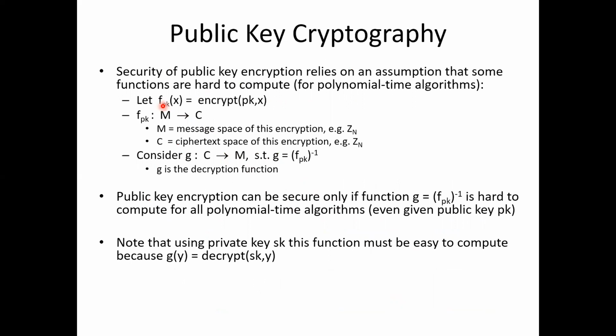So the RSA crypto system is an example of an encryption procedure that is an example of the following paradigm. The encryption function is some function keyed by a public key, and that function is a function from message space to ciphertext space. In the RSA case, both of these would be modular residues mod n. Okay.